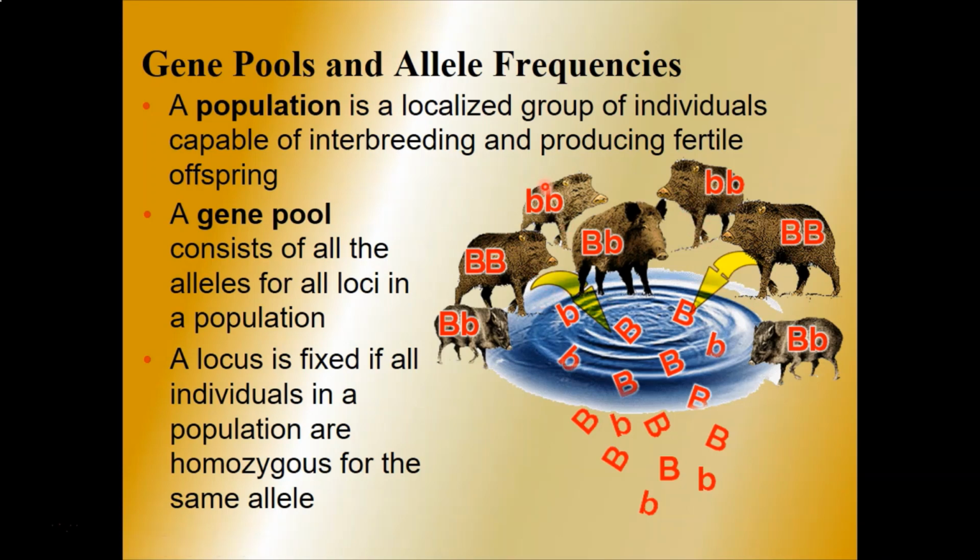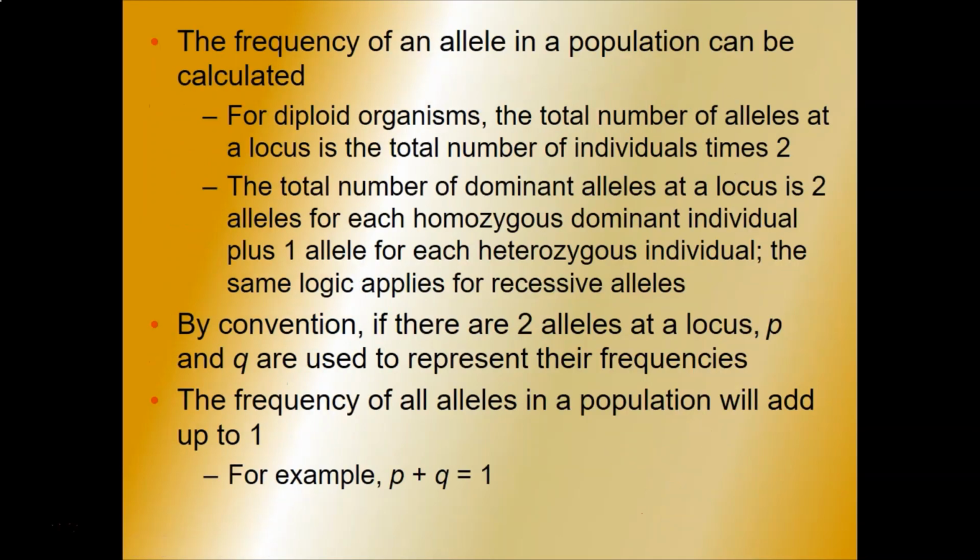So the fact that we have variation in our genes, these different forms of a gene or alleles, makes that variation more apparent in our populations. But it can become fixed. So the frequency of an allele in a population can be calculated.